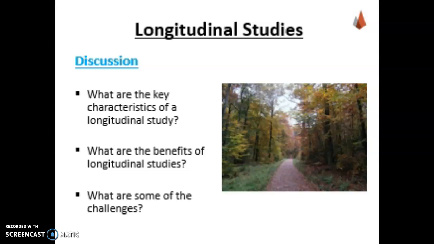What are some of the challenges? Longitudinal research is costly. It is difficult to keep track of participants. Sometimes they drop out, sometimes they die, right? Original researchers may retire, then you have to find somebody to come in and take over the research.